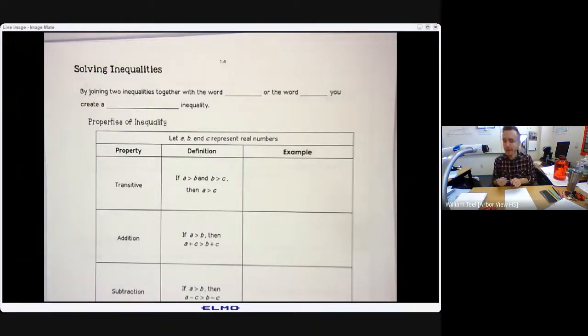We're going to start with a couple of vocab words and some properties of inequalities. And we're going to go into some examples a little bit later on.